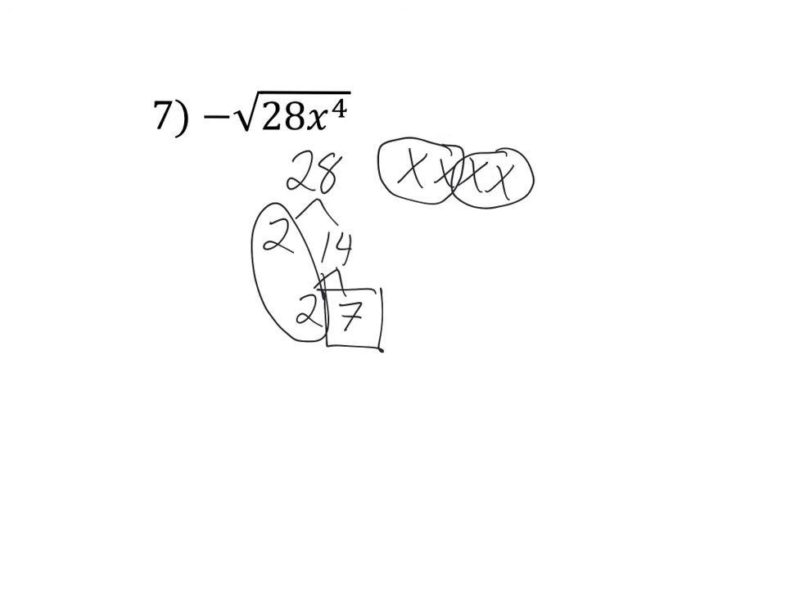So I have 2, because of the 2 right there. X, how many x's should there be? There are 2 of them, so I'm going to put x squared radical 7.